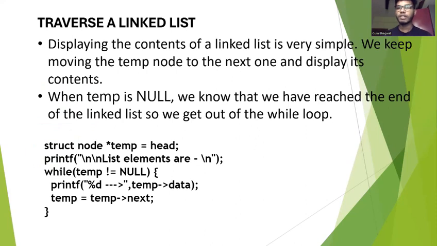Next, let's move on to traversing the list. First, displaying the contents of the linked list in a very simple way. These are the steps for traversing the linked list. Move the temporary variable to the next node and display its contents. When the temp variable is null, we have reached the end of the linked list, so we can get out of the while loop. This is the C function for traversing the linked list.